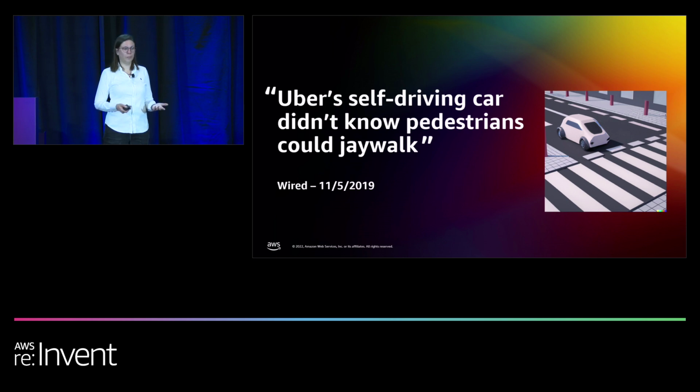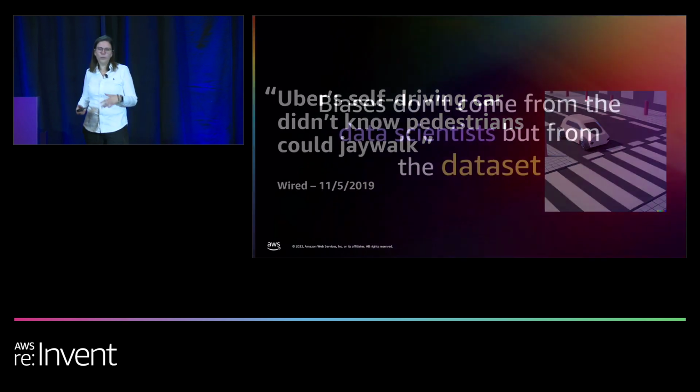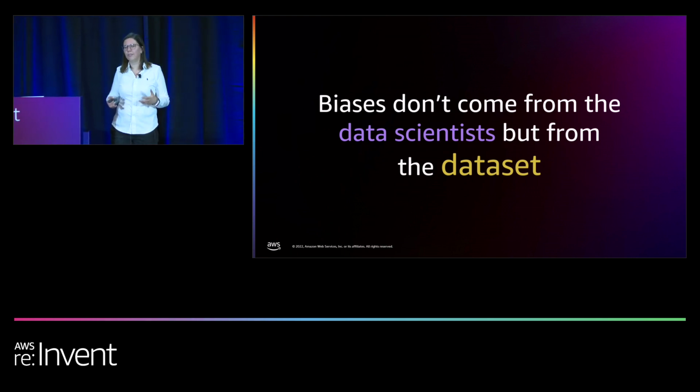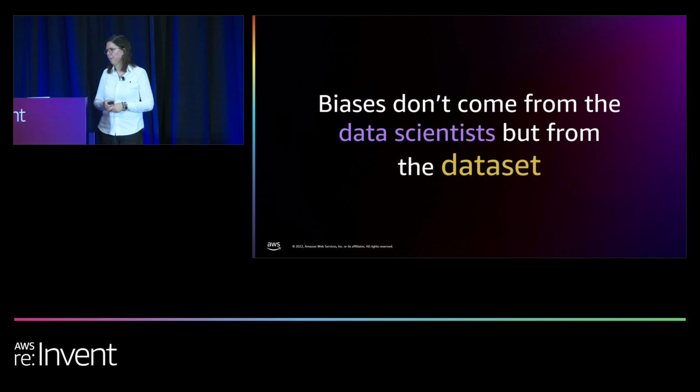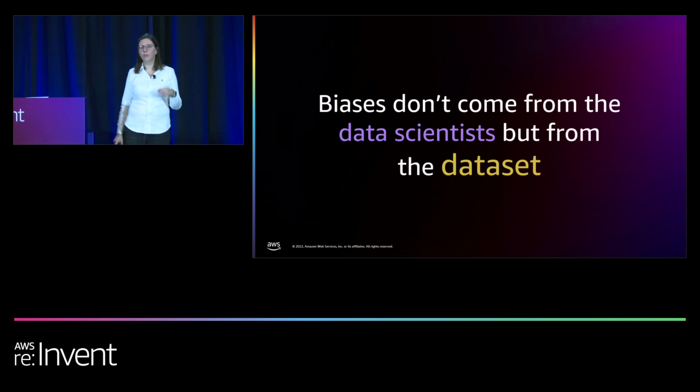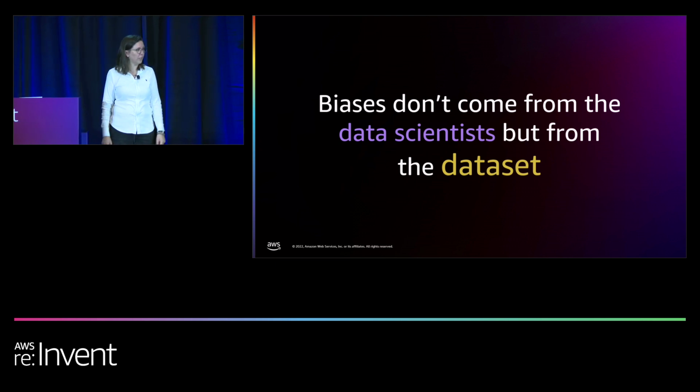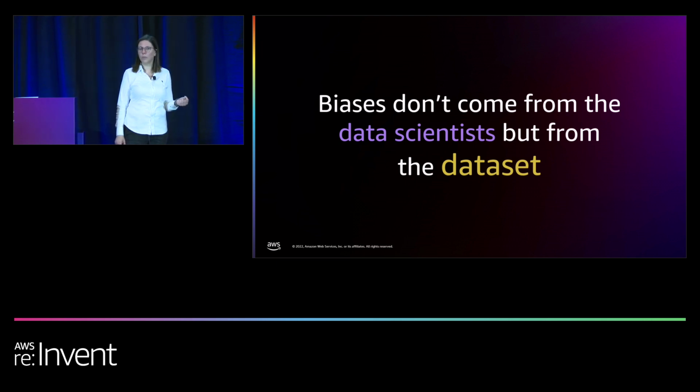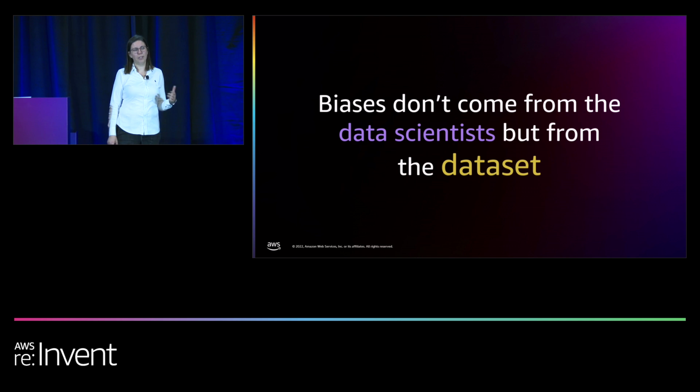So this is a problem. And of course, the data scientists of Uber haven't said, oh, I don't like jaywalking. What if we try to kill everyone that is jaywalking? Of course not. They didn't mean to put this bias in their model. They don't even think about it. And it was after the kill that they said, oh, maybe we have made some mistake somewhere, and maybe we have not seen that there was a bias in our model.